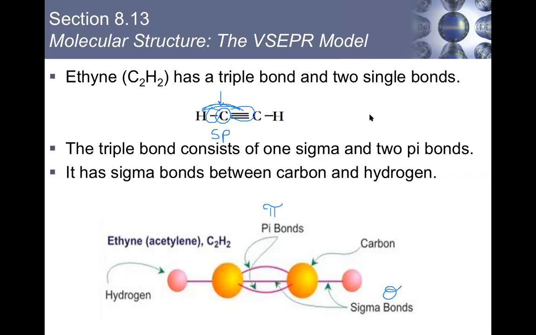So if it said label them, so let's see, I have this. I'll do CH2. If I said label the bonds, what would I label this one as? Sigma. So I can put a little sigma. This would be pi. It doesn't matter which one you pick first, as long as one of them is a sigma and one of them is a pi.